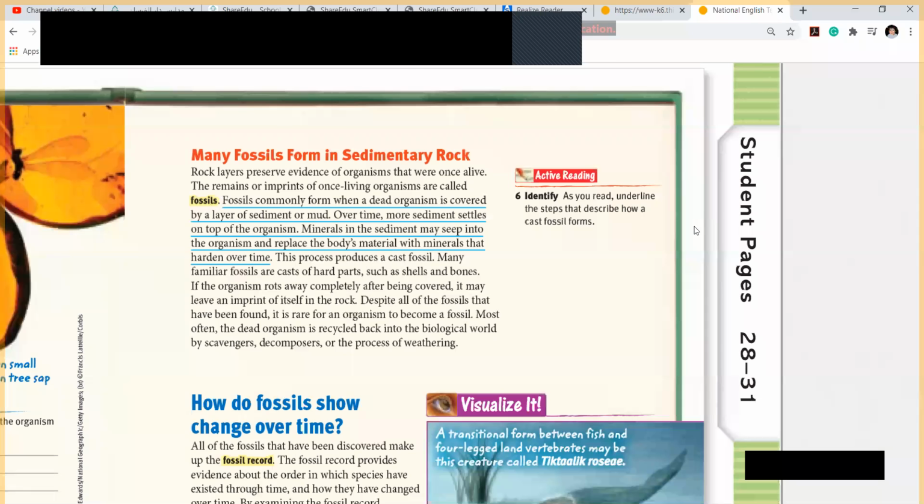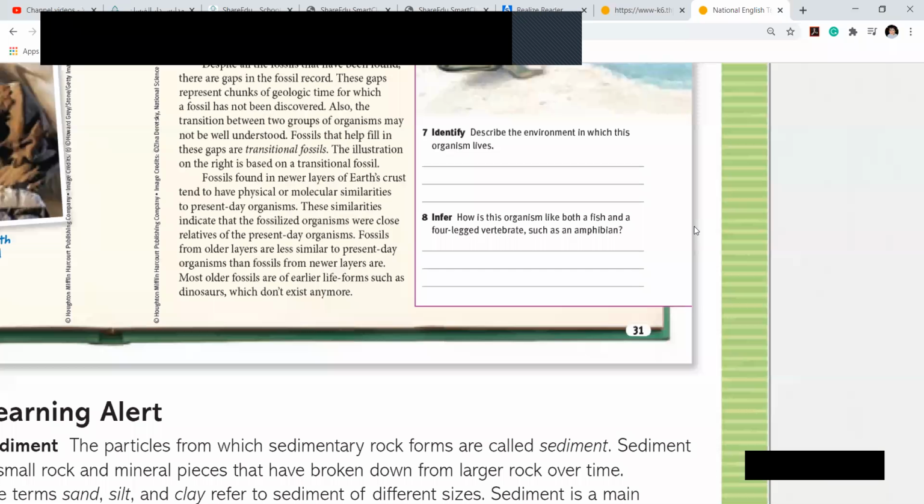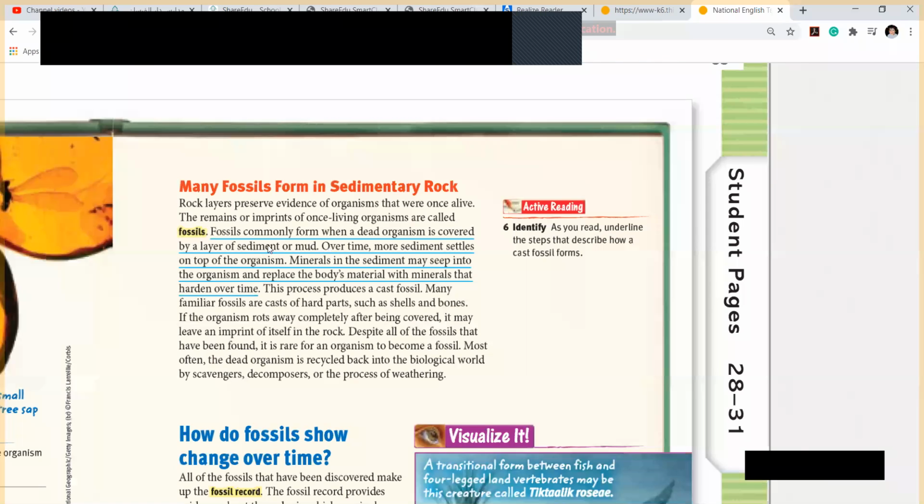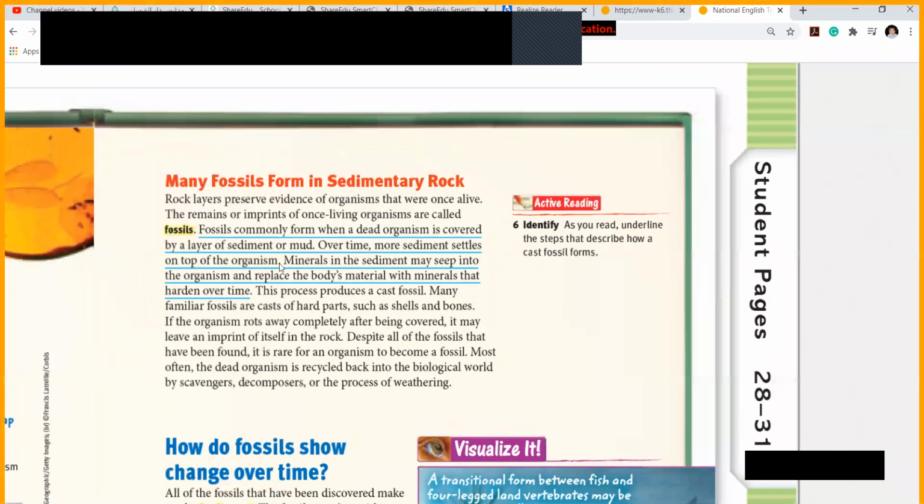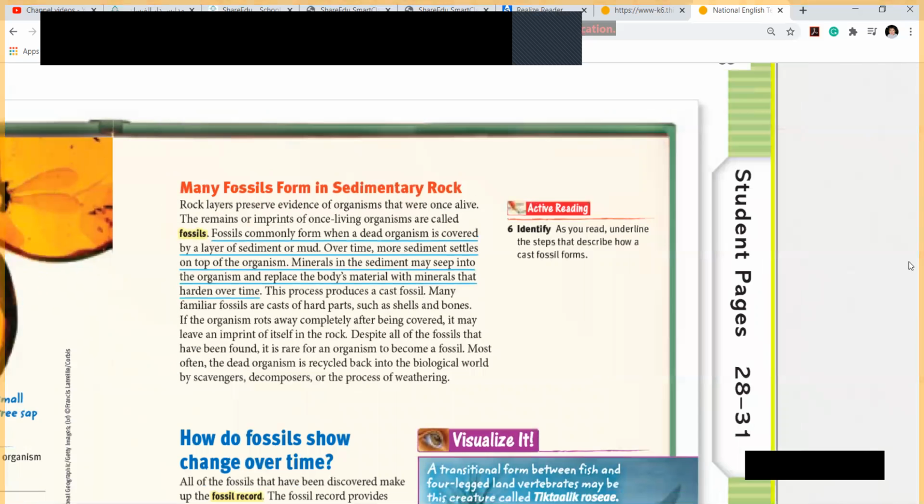Do you have your book now, page 31? Please, can you highlight this? Fossils commonly form when a dead organism is covered with a layer of sediment or mud. Over time, more sediment settles on the top of an organism. Minerals in the sediment may seep into the organism and replace the body's material with minerals that harden over time.